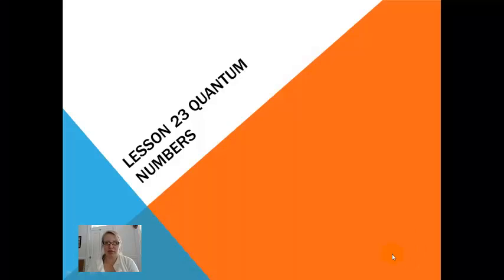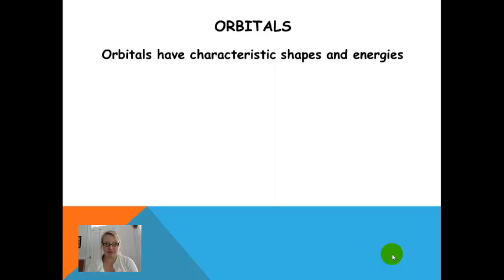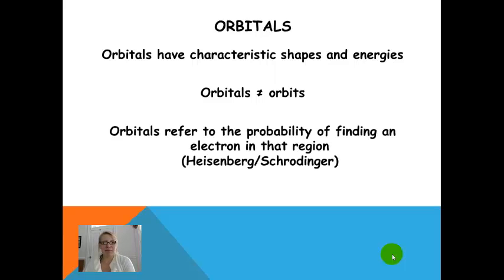This is lesson 23, quantum numbers. So remember that orbitals have characteristic shapes and energies. Remember, orbitals are not the same thing as orbits. Orbitals are like rooms where electrons stay. An orbital refers to the probability of finding an electron in that region.